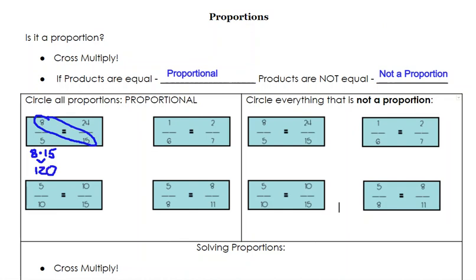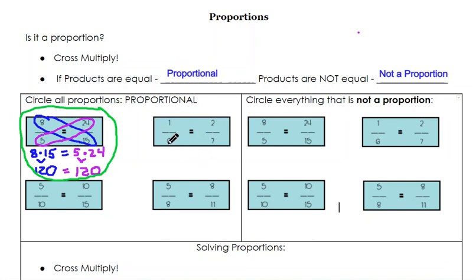So I have 120. Now I need to cross multiply the other way. I'm going to do 5 times 24, which gives me 120. So these two equal each other. When I cross multiply, they equal each other, so therefore it is proportional.